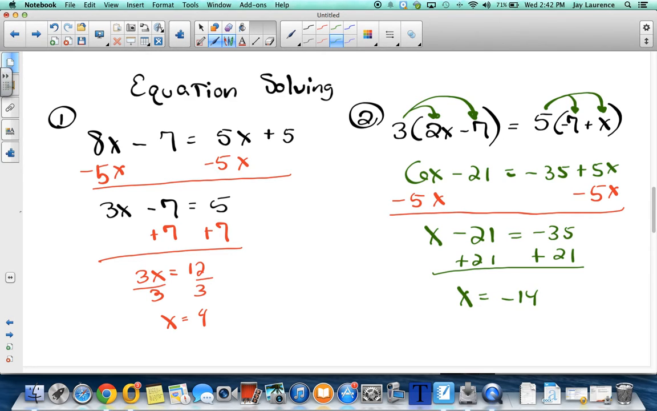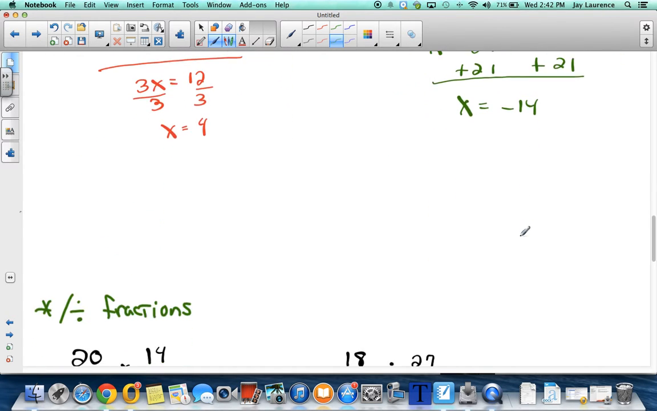All right, so there we go. That's solving equations. Some little review.